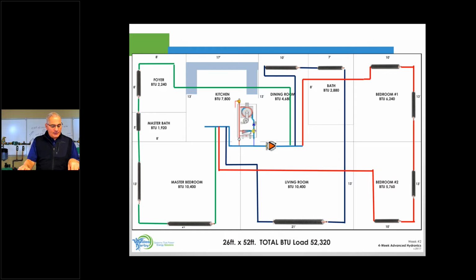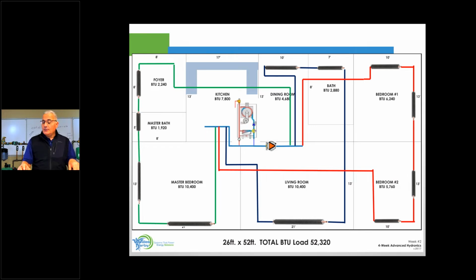Let's go to the green zone. We add up the green zone of the foyer, master bath, and bed. That should be 14,560. Divide that by 10,000, you should get 1.5 GPM. And that looks to be about a 103-foot loop.